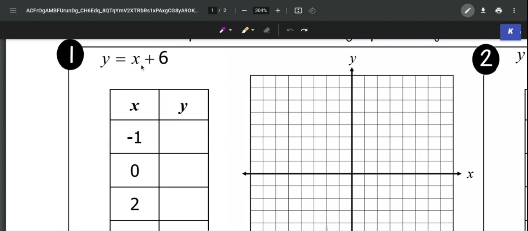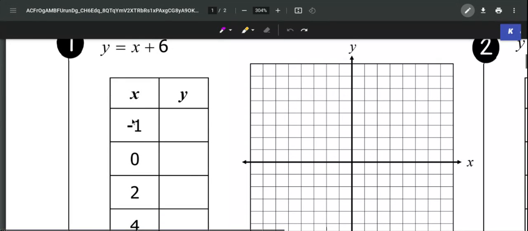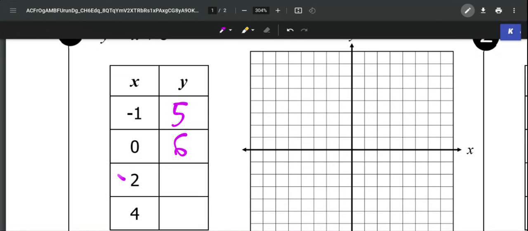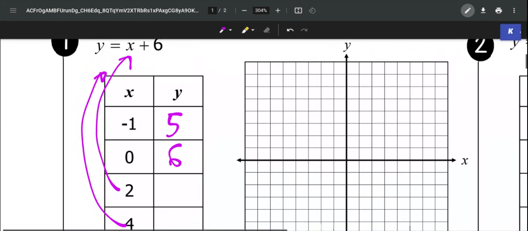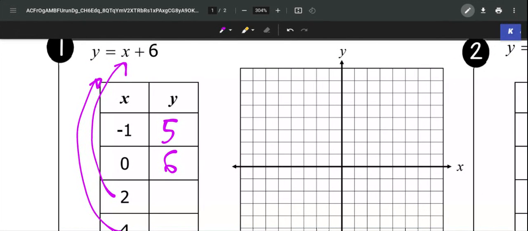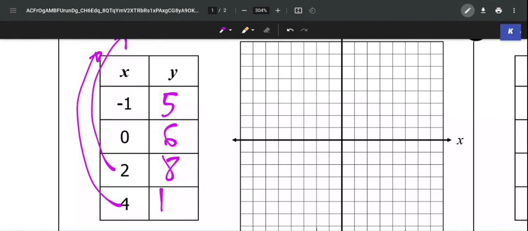So y equals x plus 6. If x is negative 1, that means for the y value, we're going to plug in negative 1 for x. So it would be negative 1 plus 6, which is going to be 5. Then for the next x coordinate, we have 0. If x is 0, that means y is 0 plus 6, so y is 6. For the last two, we have x equal 2 and x equal 4. That would give us 2 plus 6, so that's going to be 8. And then 4 plus 6, so that's going to be 10.